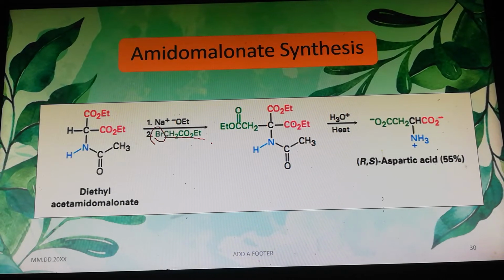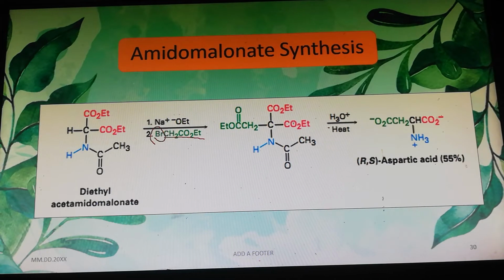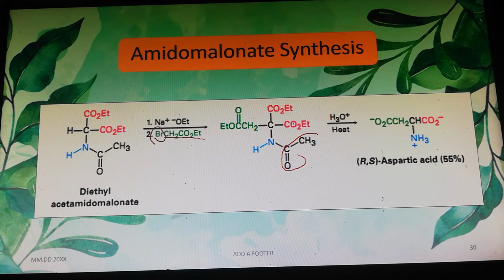So, after the nucleophilic substitution, there would be a hydrolysis of both the amide protecting group and the esters. So we have hydrolysis of our protecting group on our amide, which is the NH, and also our esters. Those are what will be removed.